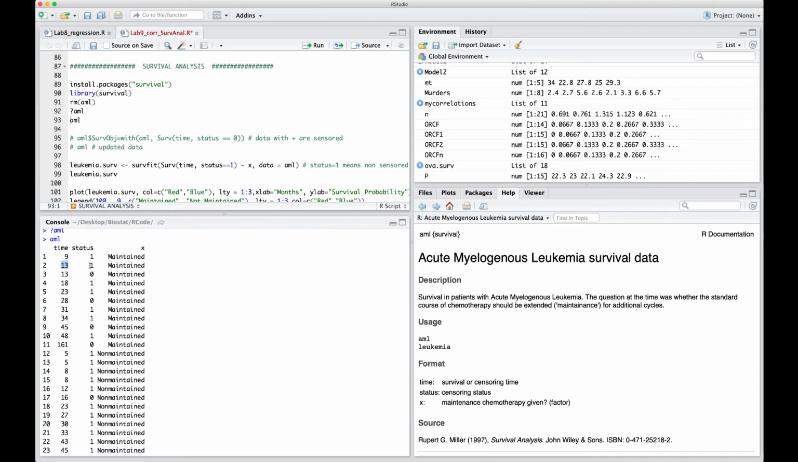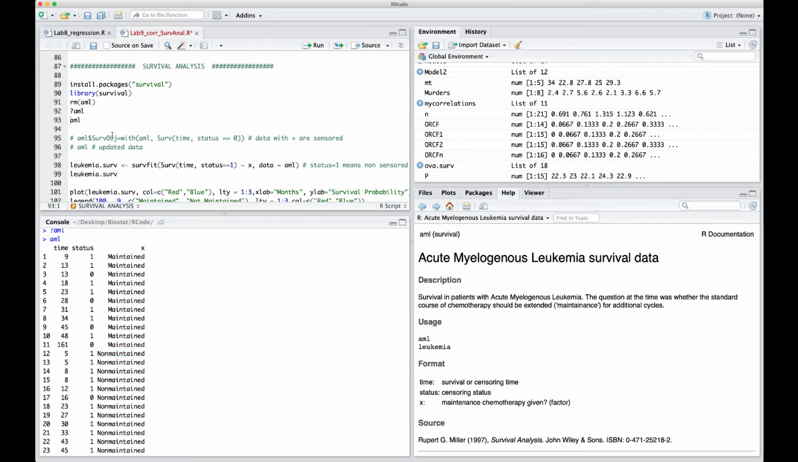Survival or censored? It is censored, yes. So this was not censored, so it looks like it is dead. Okay, so this is censored, not censored, and so on. So these are the data. And maintained means the chemotherapy was maintained, and not maintained means the chemotherapy was not maintained. So these are the not maintained, and these are the maintained chemotherapy data.